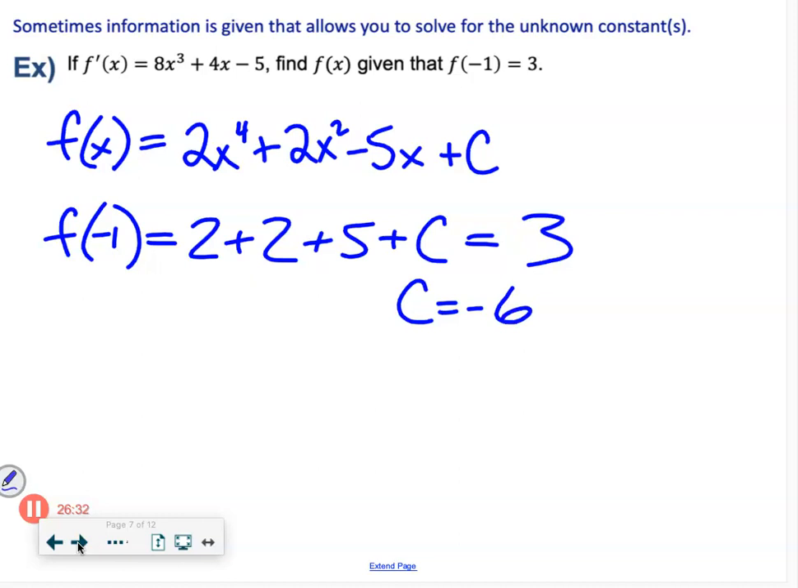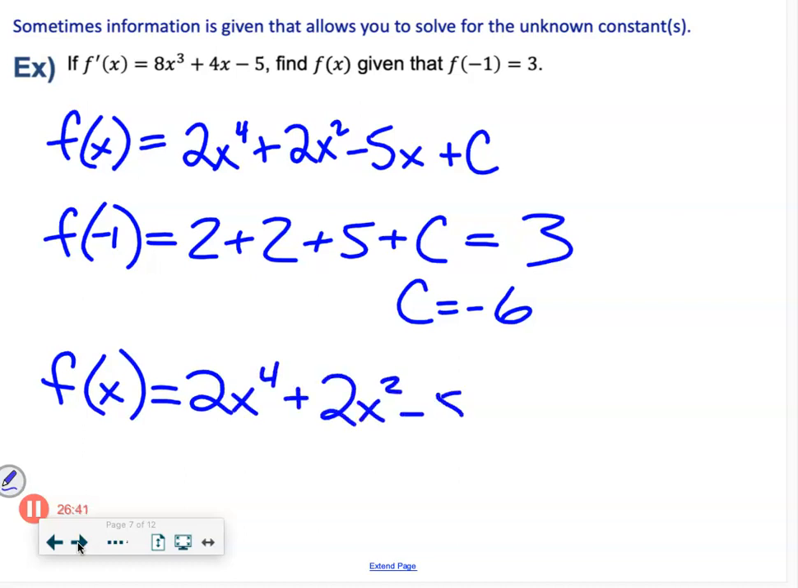The answer to the question is the full f of x. So take the 2 seconds and rewrite your function with the correct C. Add it in. And now we have a true antiderivative of this function. Yes, all right. Do we have to write the integral of 8x cubed plus 4x minus 5 dx equals that?